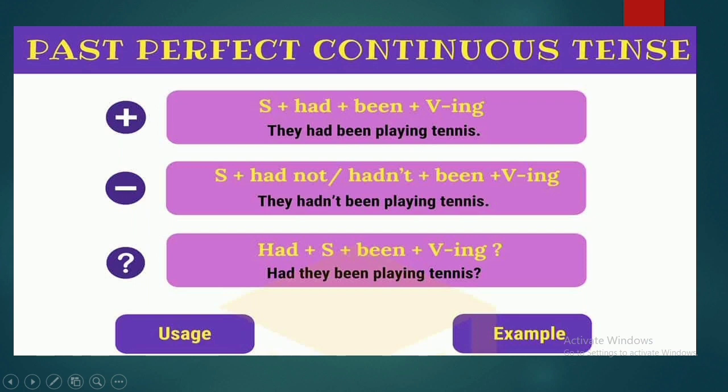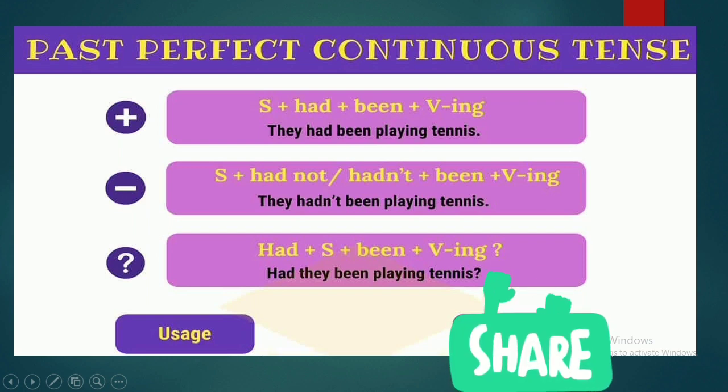They had been playing tennis. They had been studying for 6 hours yesterday. So here guys, in the past perfect continuous tense, the form is had been plus gerund. The negative, we add not to had, so it's hadn't been. And then when we make a question, we use had as a helping verb.